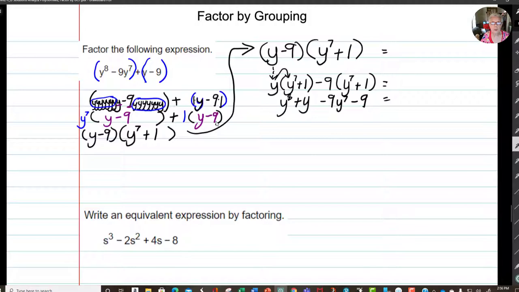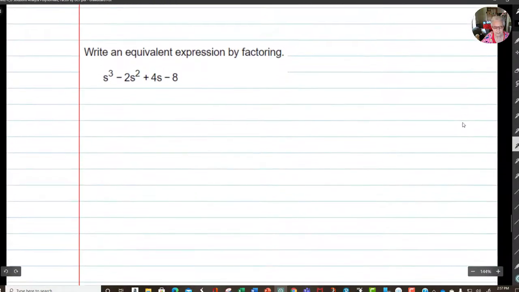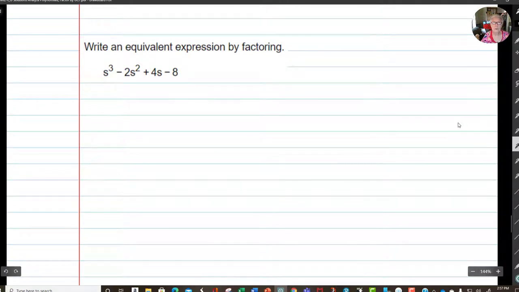All right, now all I have to do is write this in proper descending order. Y to the 8th minus 9 y to the 7th plus y minus 9. And this is exactly what I originally started off with, so that tells me I'm correct. Remember, you can always go back to the beginning of the video.